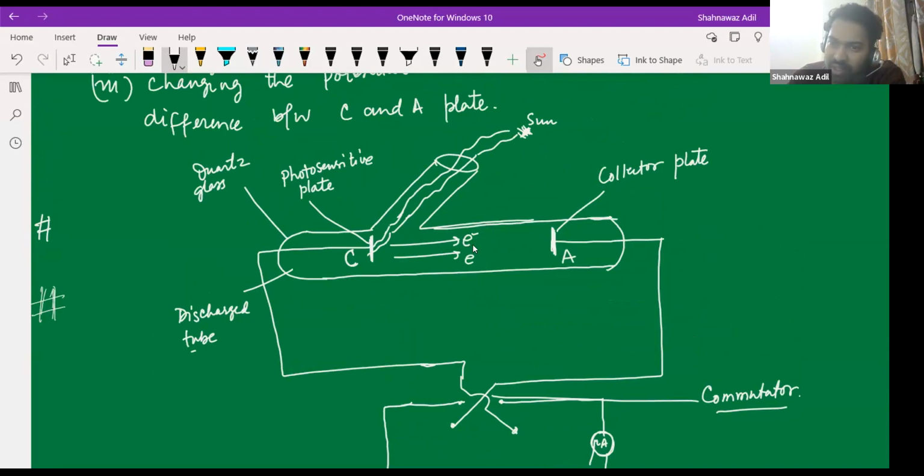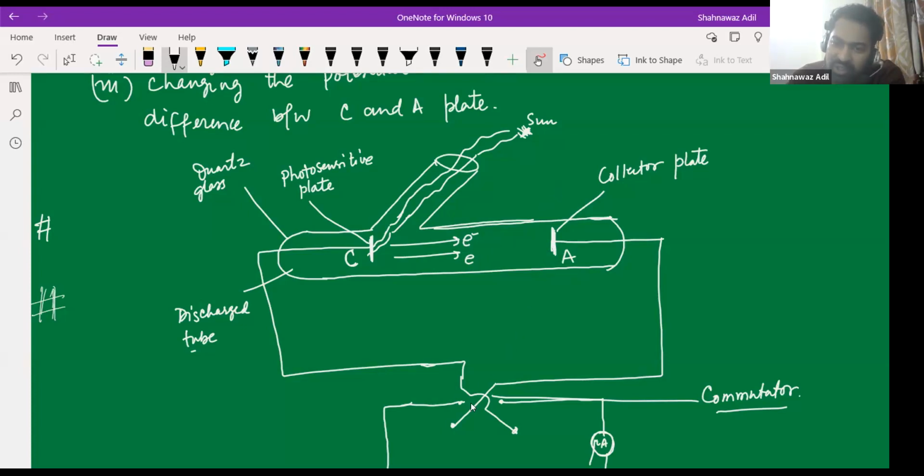Will they reach this surface if this is negative? Yes, guys. Somehow I make this A potential negative. Firstly, I made this potential positive. So this positive plate was attracting these emitted electrons, right?